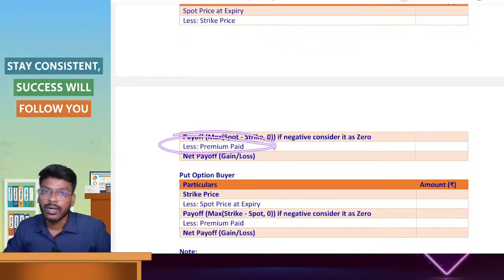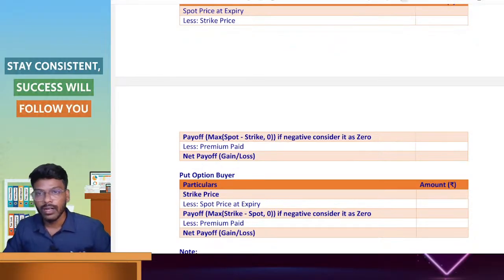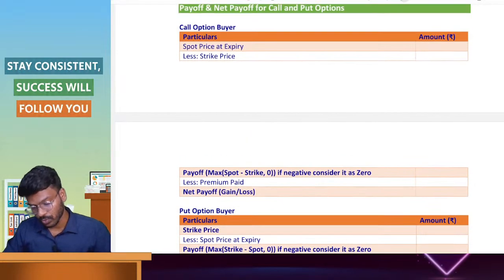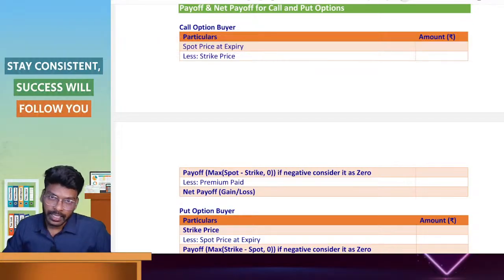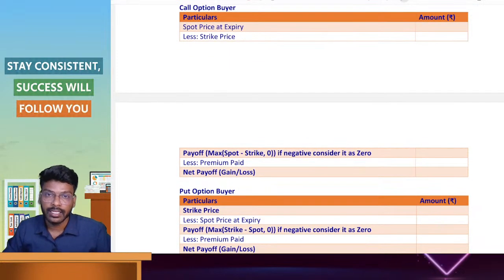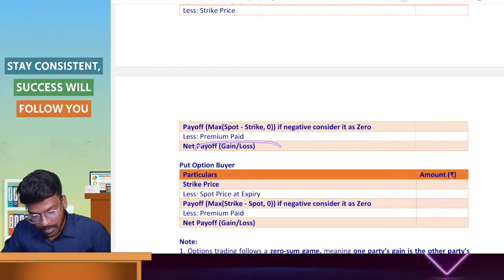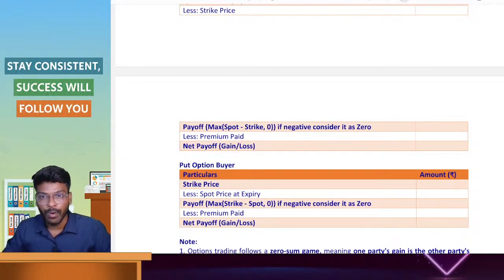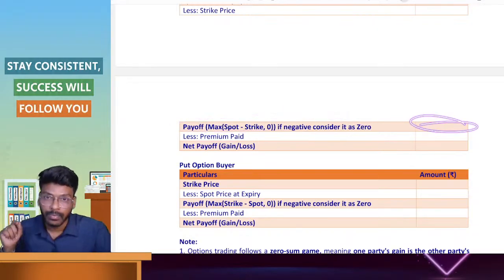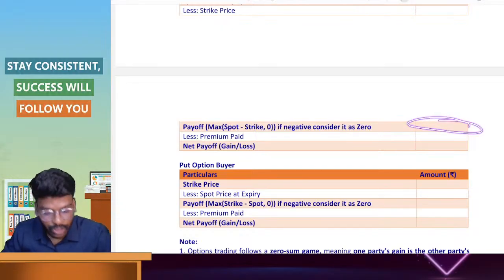In case of premium paid, we have to reduce that premium from the gain we have gained from the call option. So spot price, that is maturity price, minus strike price will give you the payoff. From the payoff, we have to reduce the premium. You will get a net payoff, that is, net gain or loss. Maximum loss is restricted to the premium amount.